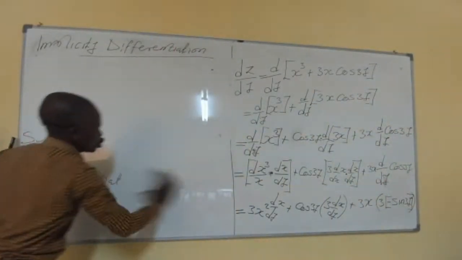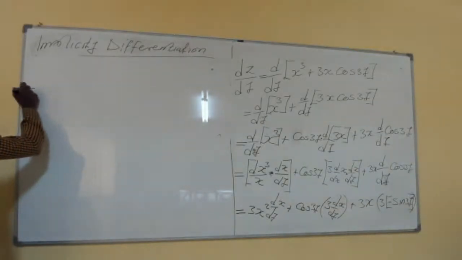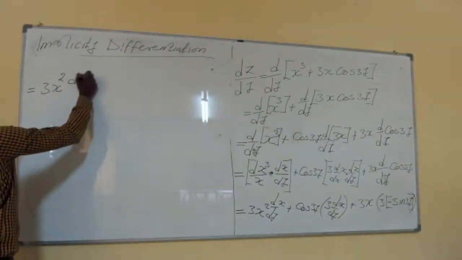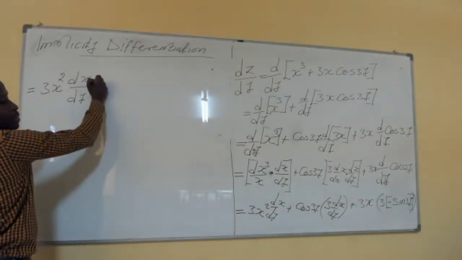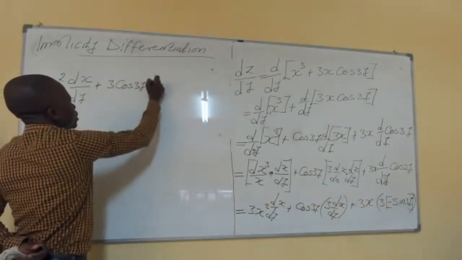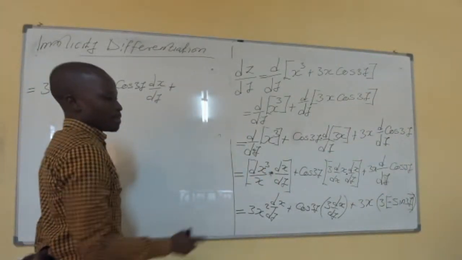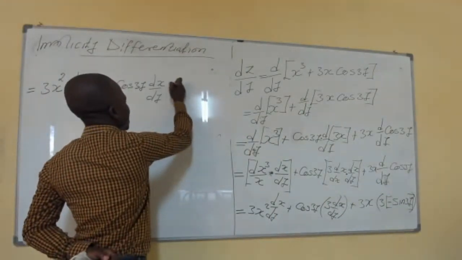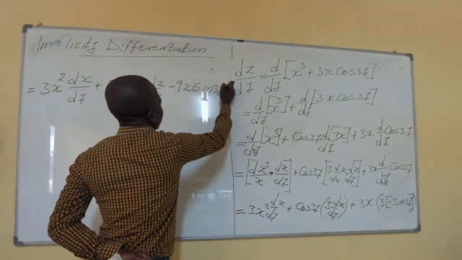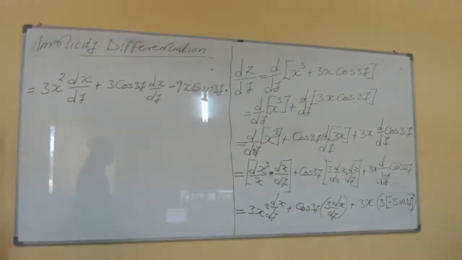Having written that, when we simplify, this is equal to 3x squared dx/dy, plus 3 cos 3y dx/dy, then plus what we have there, which is minus 9x sine 3y, and then you are done with your derivatives.